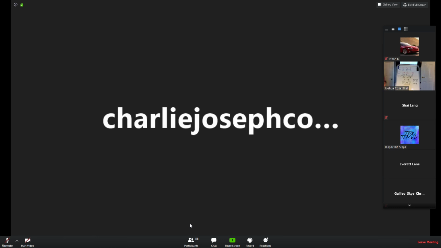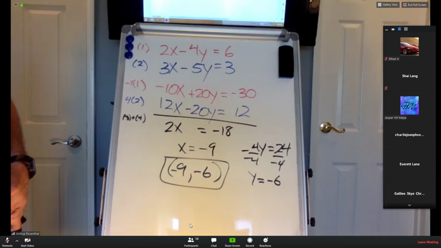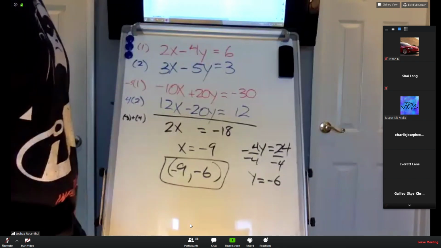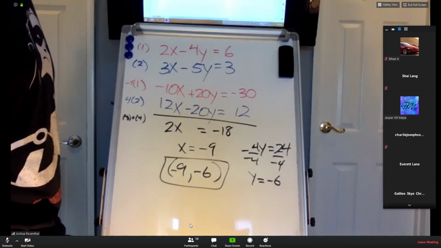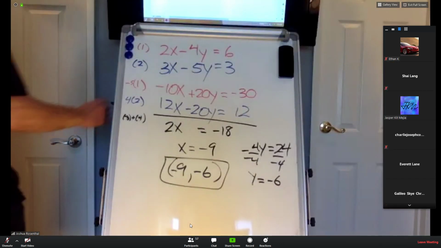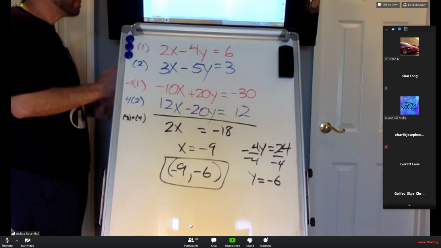Mr. Rosenthal, didn't you say that you can't have 2 negatives? Or is that the slope? There's no, I'm not expressing slope here. I left these in standard form. If I want to solve for y, then you can get the slope that way. Okay. All right. Any other questions?